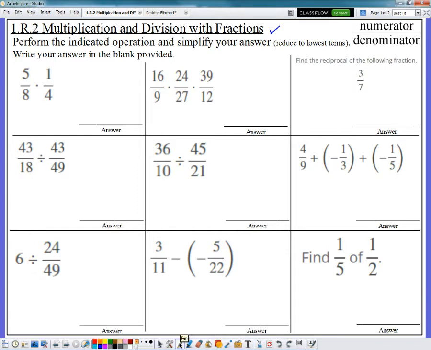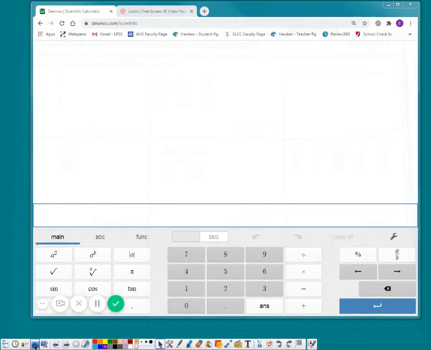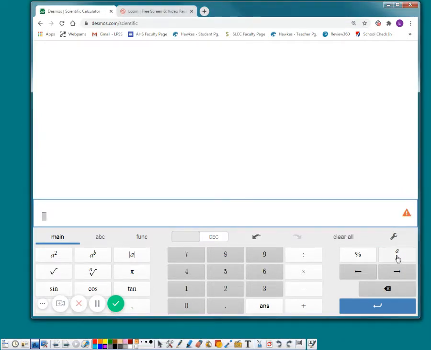If you look at number 1, we have 5/8 times 1/4. I'm going to go straight to my calculator and type that in. You could do it by hand, but it's unnecessary, and you will have a calculator for every quiz, every homework, and every test in this class. So go ahead and get used to it. So 5/8 times 1/4, it gives you a decimal.